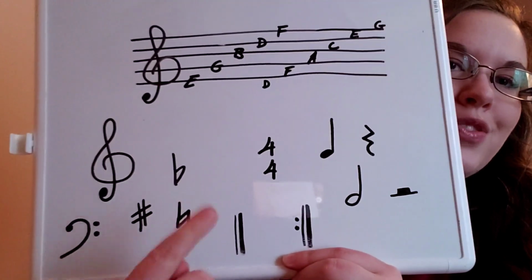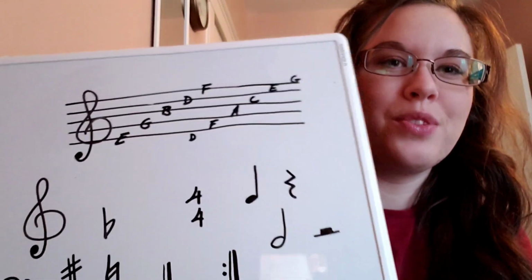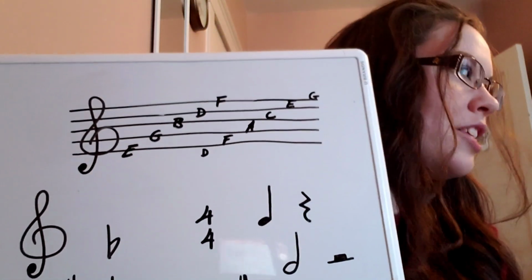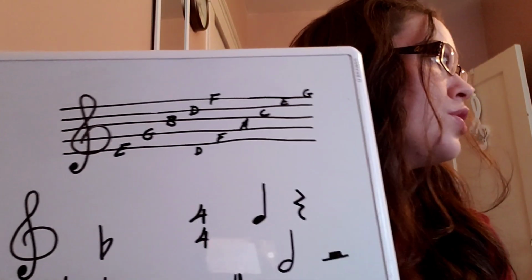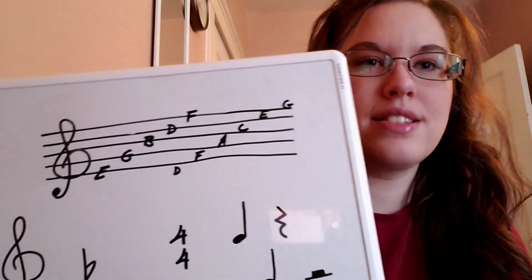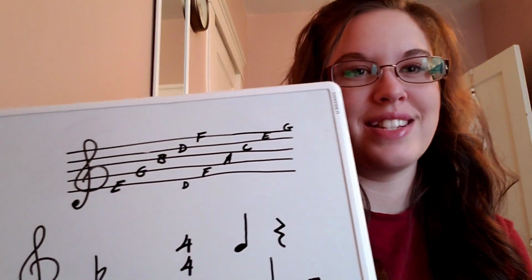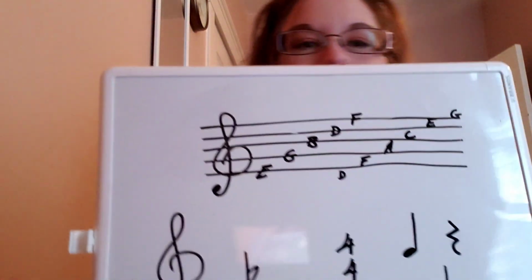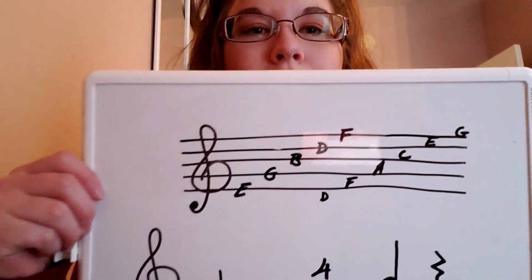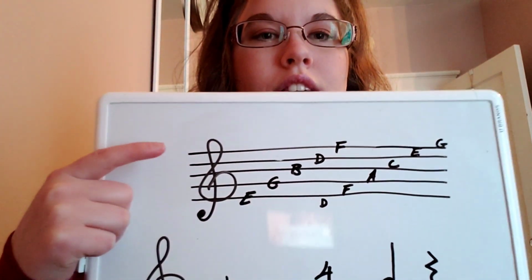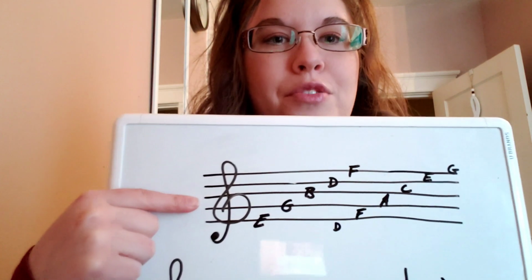So here's all the different symbols we've worked over in the first few pages of the book, and some of these are introduced on page 6 that we're going to be looking at today. So turn over there in your book. First, let's take a look at how to read the music on the treble clef staff.